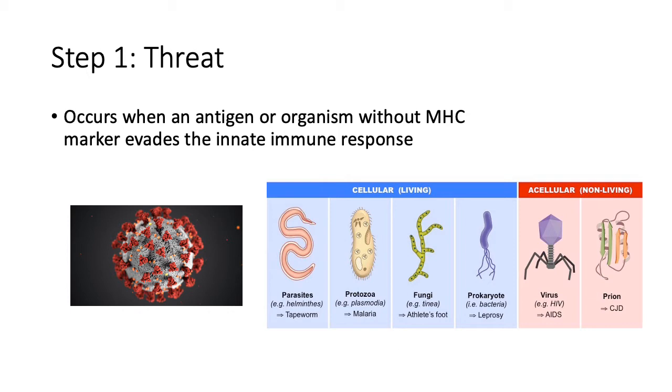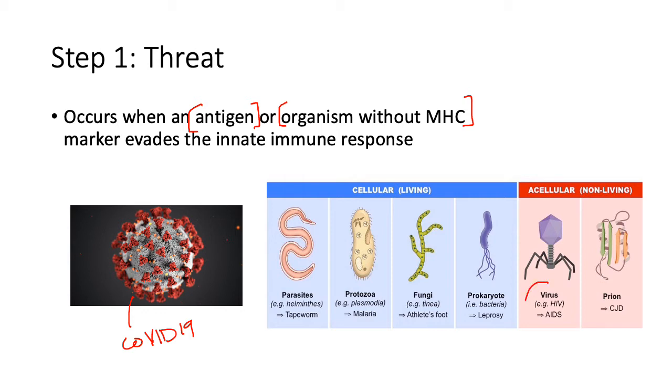So like we've already talked about, our body has to determine that there's a threat. And this is specifically going to happen when an antigen or an organism without an MHC marker invades the innate immune response. So again, antigens can be anything from, say, the spike proteins on the surface of the COVID-19 virus, or they could be organisms, say parasites, protozoa, fungi, prokaryotes like bacteria. So there's lots of things that can cause different disease states in our body.